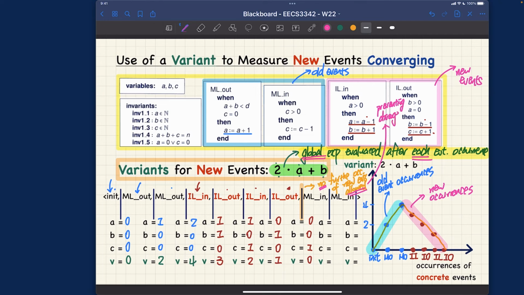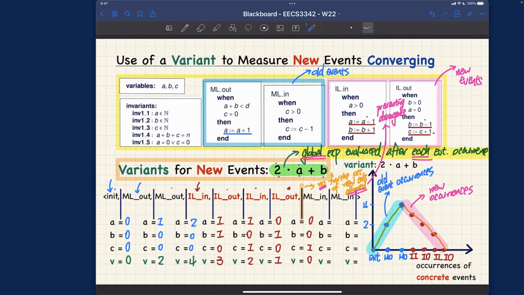The main lesson to learn from this part of the lecture is to see how the value of the variance can measure the progress, that is, the maximum number of interleavings you can take between any new events. Because every time you take a new event, either ILN or ILOut, it's going to strictly decrease the value of the variance. And we'll formulate this and generalize this in the next part.